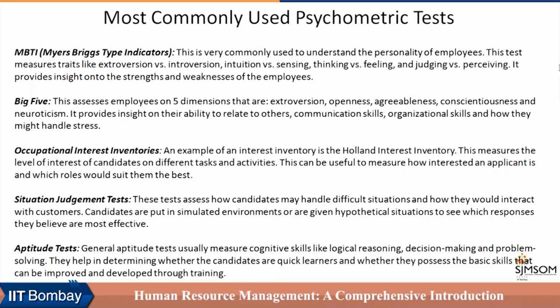Aptitude test is similar to occupational interest test, but aptitude test is more broad based. Younger people can take the aptitude test, which can help them to identify the streams of career they would like to pursue. A general aptitude test measures cognitive skills like logical reasoning, decision making, and problem solving, and that helps in determining whether the candidates are quick learners and whether they possess the basic skills which can be improved and developed through training.